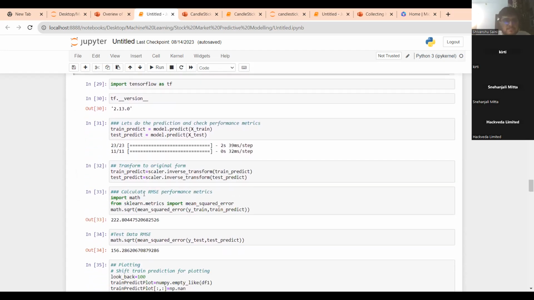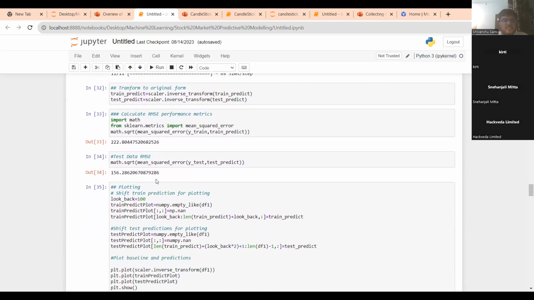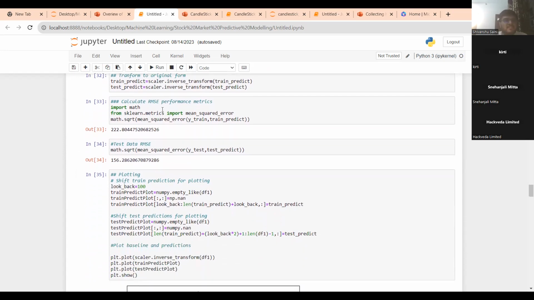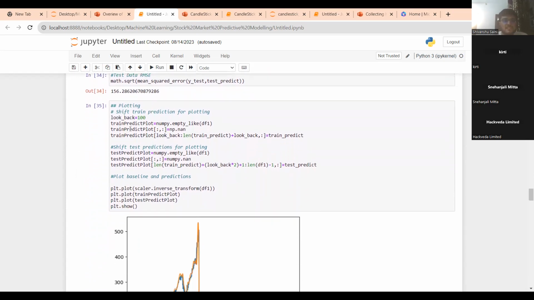Previously I have transformed this data into 0 to 1 form. Then I am transforming it back to the original form using scaler.inverse_transform. Then the RMSE value: I previously told in the PPT slide that I have used RMSE as the performance metric to evaluate it. Then I am plotting this look back.